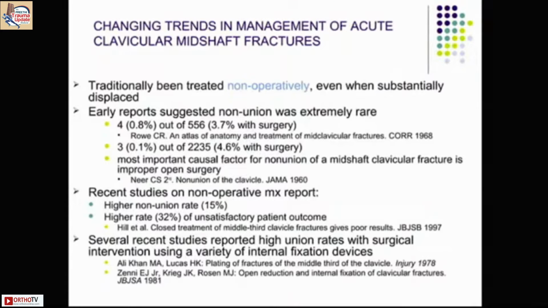All these studies came before the 1970s. In those studies, they say that the incidence of non-union is very, very minimal, less than 1%. But the recent studies show a mixed report, and all the studies after the 1980s say that there is a higher rate of non-union, as high as 15%, and unsatisfactory patient outcome with conservatively treated fractures is around 32%. So these are the changing trends, and we have to live with the changing trend.